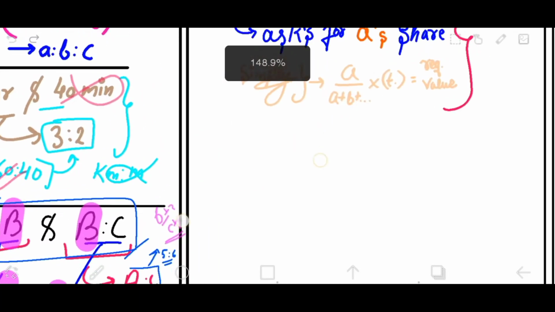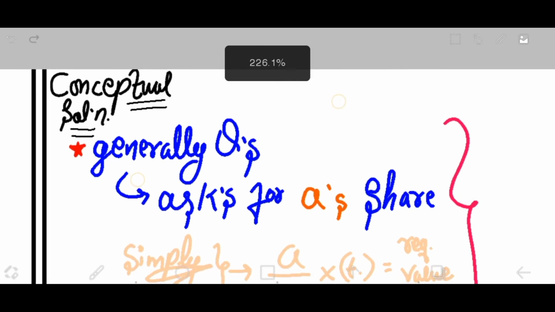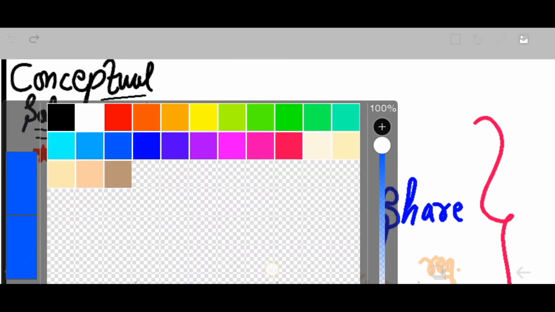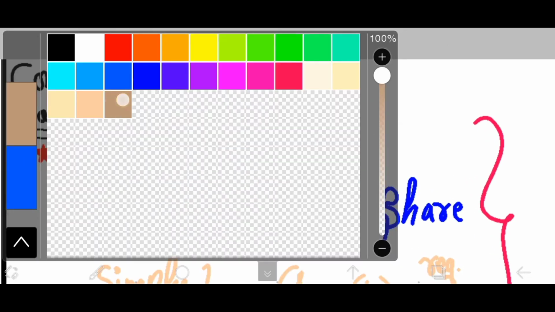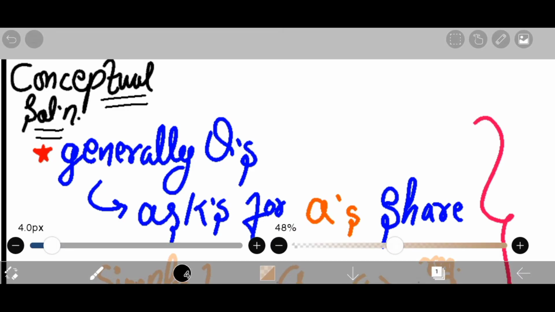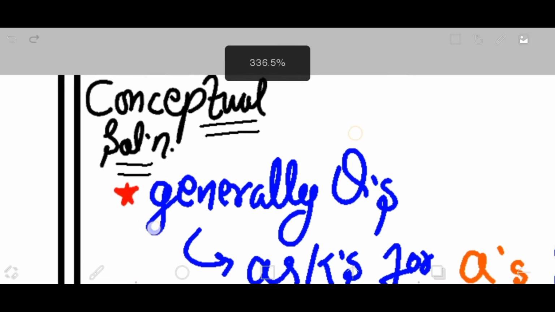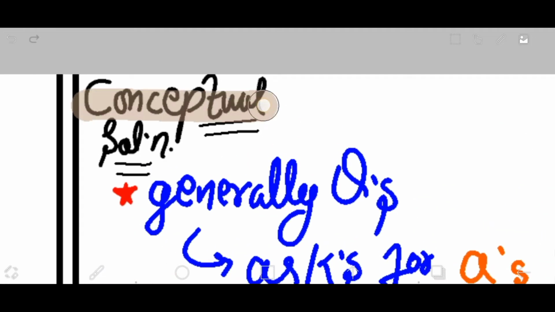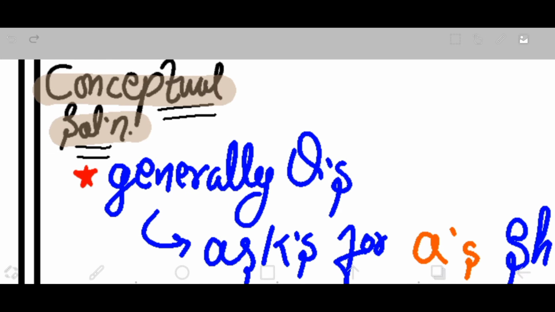So you should be thorough with your basics, and that's why here is another thing I'm going to talk about: the basic concepts of conceptual solution. As you can see here, it's written as conceptual solution. So conceptual solution clearly states the concept behind the actual solution.